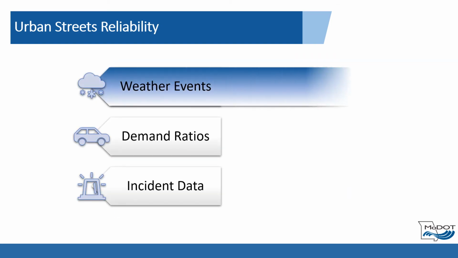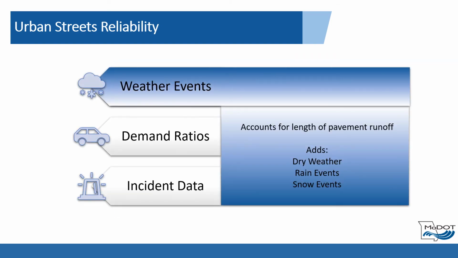Like the freeway reliability methodology, weather data for many U.S. cities is preloaded into the HCS Streets Reliability Module, including Kansas City, St. Louis, Columbia, and Springfield. Weather metrics utilized for the streets methodology are different from the freeway reliability module in that streets includes a parameter to account for the length of pavement runoff after a snow event and demand factors for dry weather, rain events, and snow events.